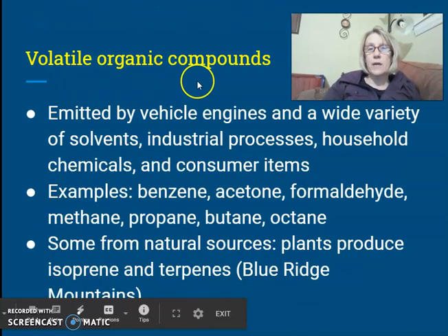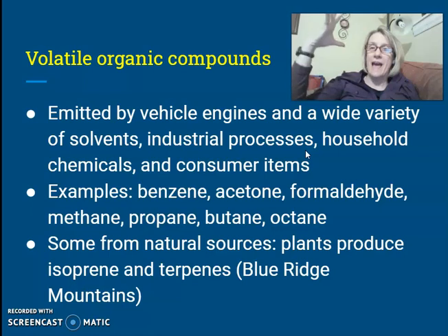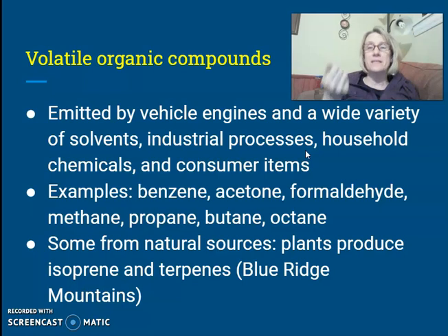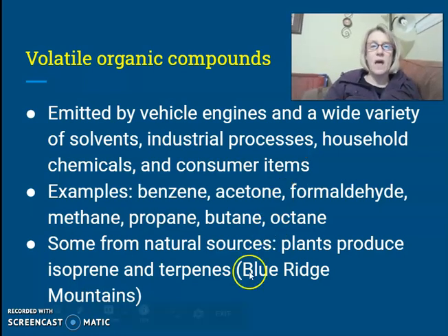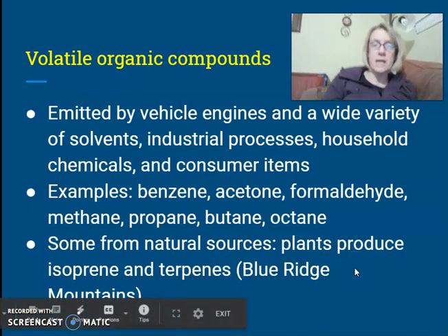All right, volatile organic compounds. These are things that are emitted from a wide variety of industrial and household uses. So think of chemicals that smell. These are things that are volatile, right? So they actually go from liquid to gas quite readily. So gasoline, if you pump gas, you can smell the gasoline. That's because it's letting off those volatile organic compounds. Paint thinners do it, anything like that. So here's some examples. Natural sources, plants actually emit these as well. The Blue Ridge Mountains were named from the blue haze that forms, and that's from these VOCs from plants.